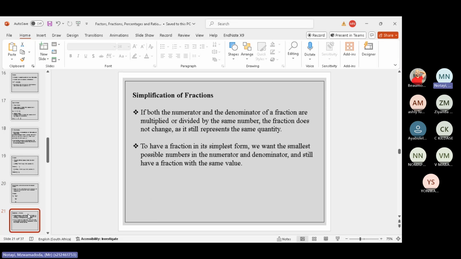Okay, so simplification of fractions. If both the numerator and the denominator of a fraction are multiplied or divided by the same number, the fraction does not change, as it still represents the same quantity. To have a fraction in its simplest form, we want the smallest possible numbers in the numerator and the denominator, and still have a fraction with the same value.